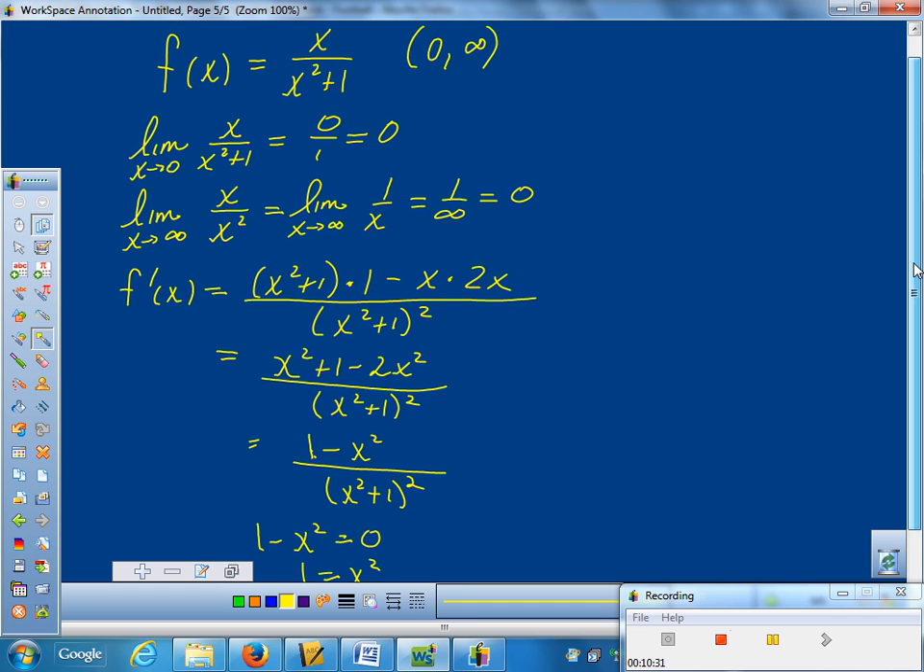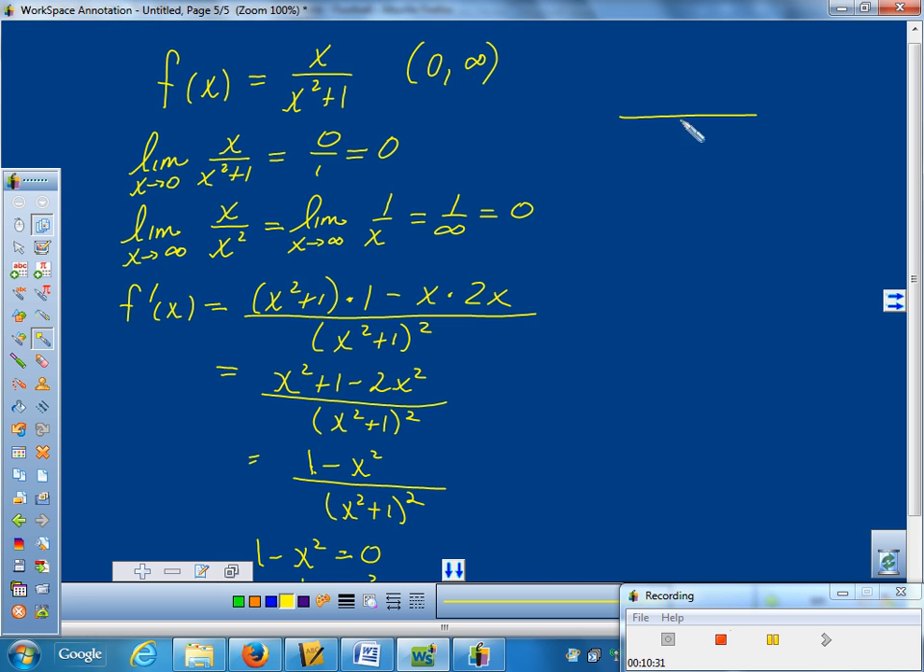How am I testing them? I'm doing a t-table. There's something you need to notice. Are they both in the interval? Nope. Negative 1 is not in the interval, so we can't use it. So we just have 1 to test. Okay, I think we can handle that one.